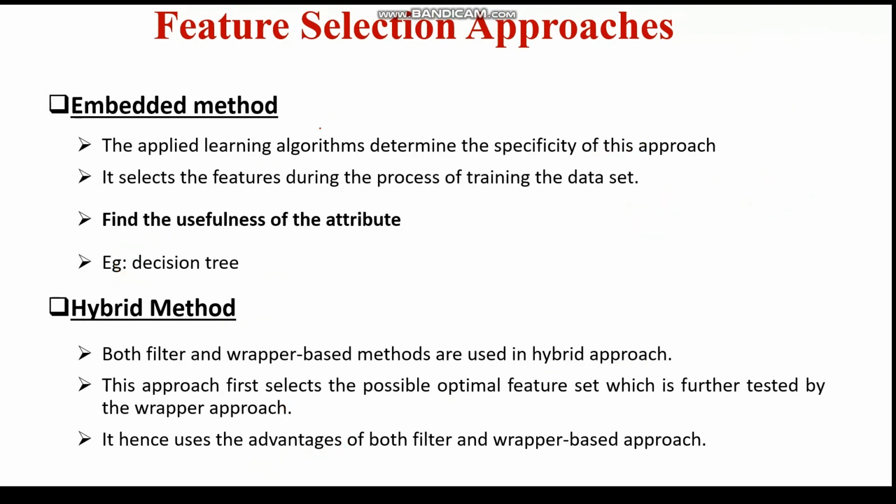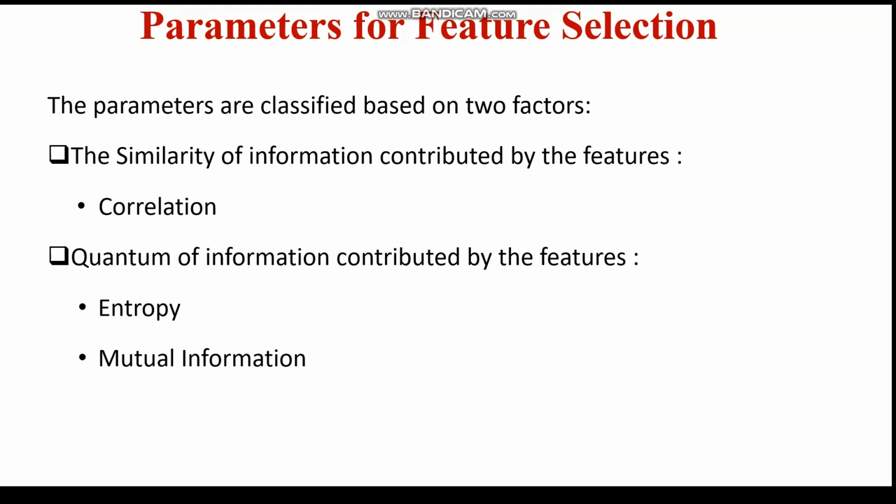In feature selection, we have embedded method also, in which the example is of decision tree, in which we take the attribute based on the value of information gain. Hybrid is basically a combination of filter and wrapper based techniques.